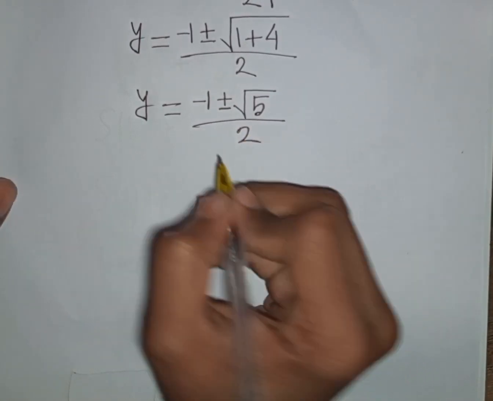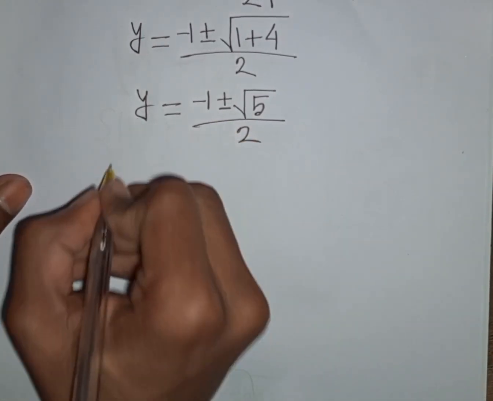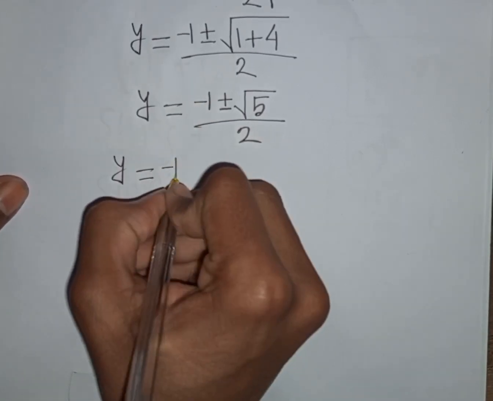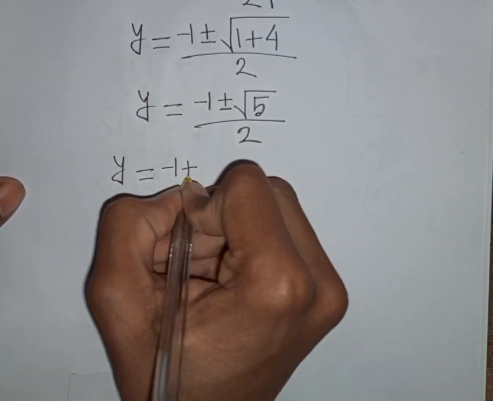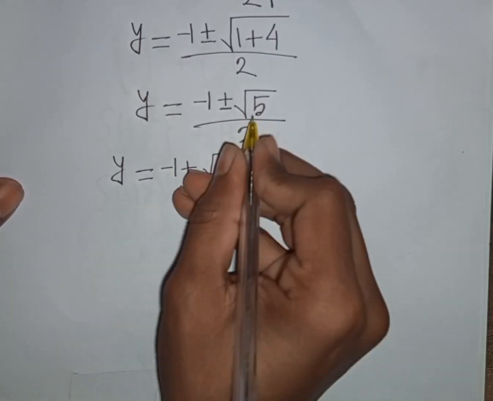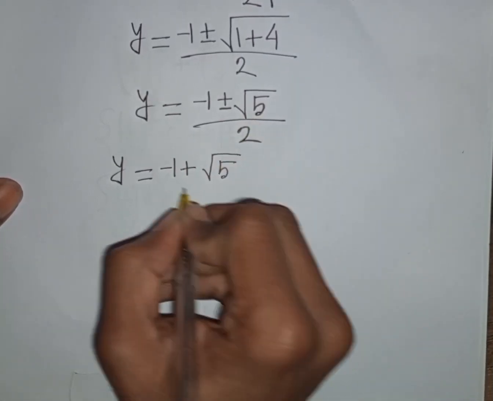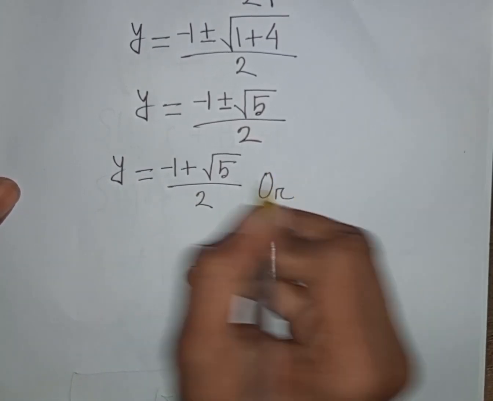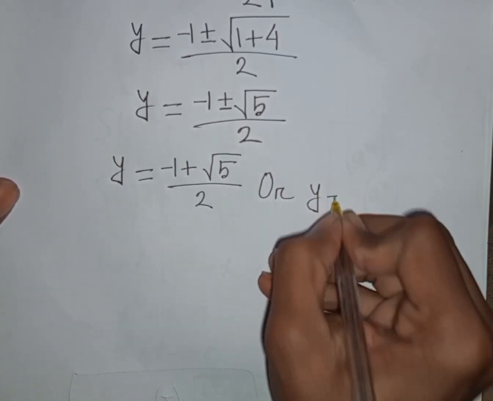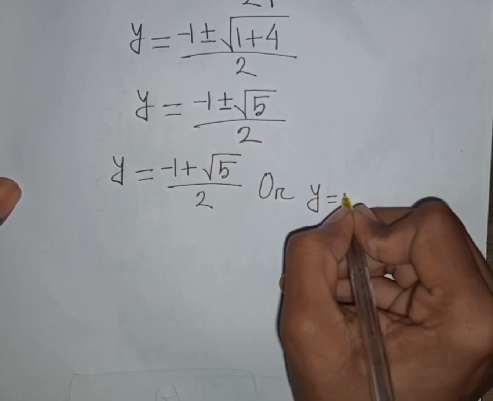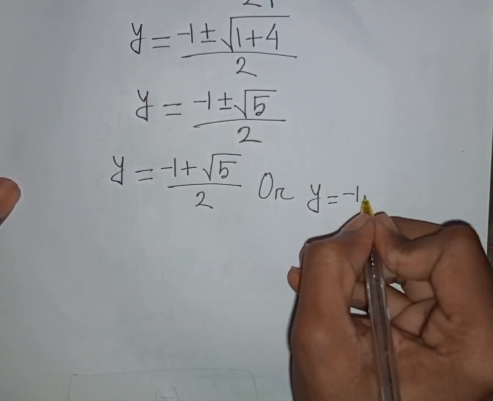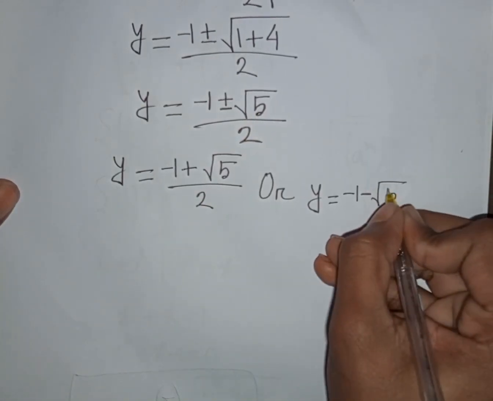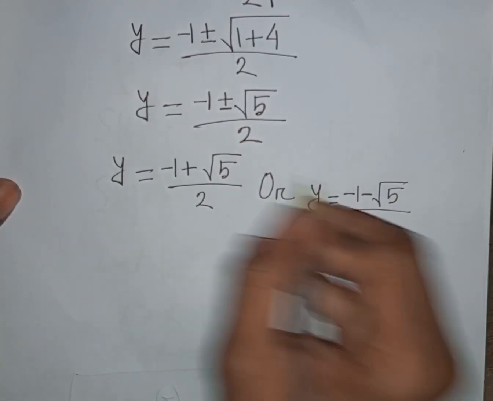Now we see here two cases, so we can write y is equal to minus 1 plus square root of 5 divided by 2, or y is equal to minus 1 minus square root of 5 divided by 2.